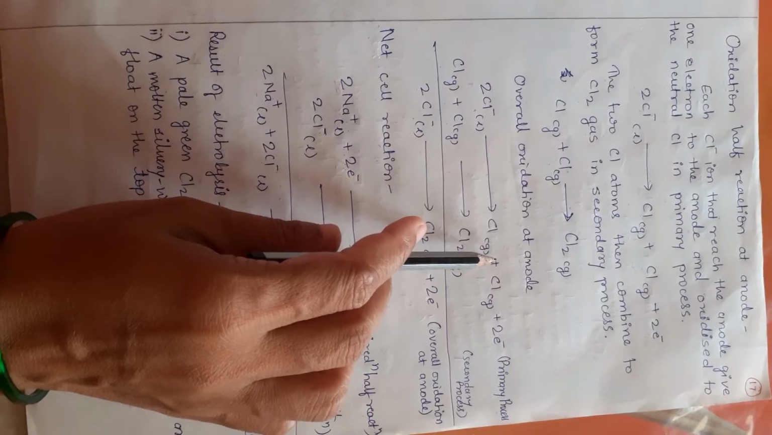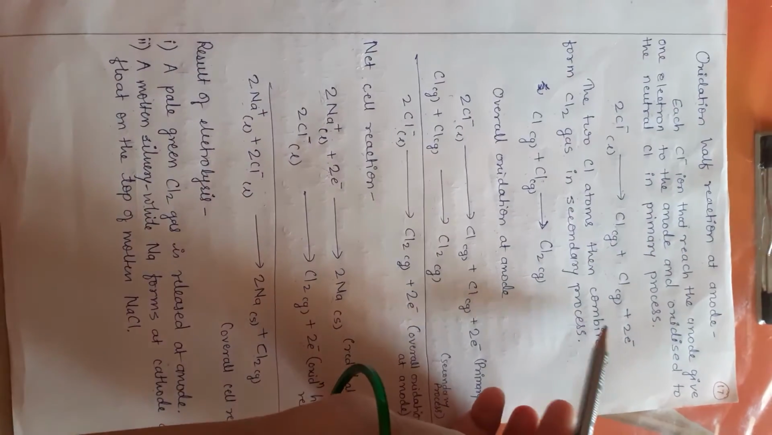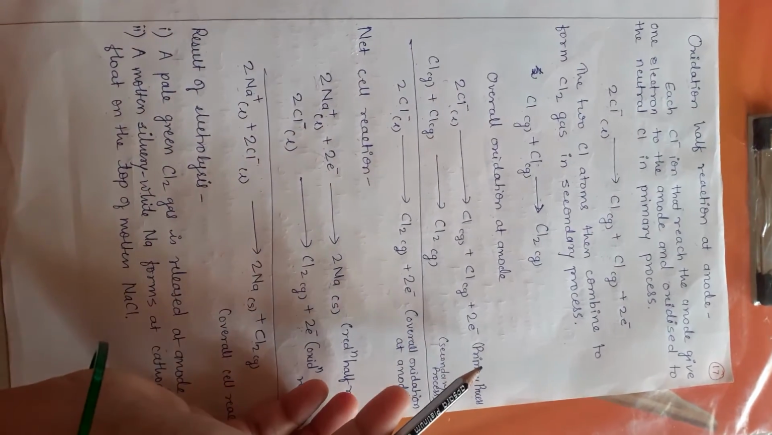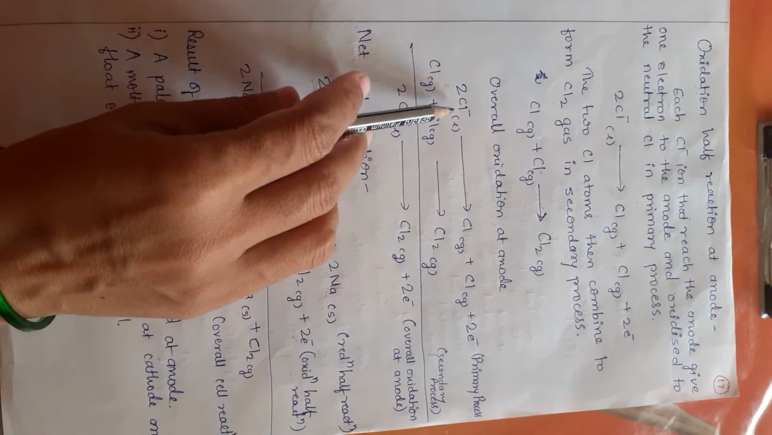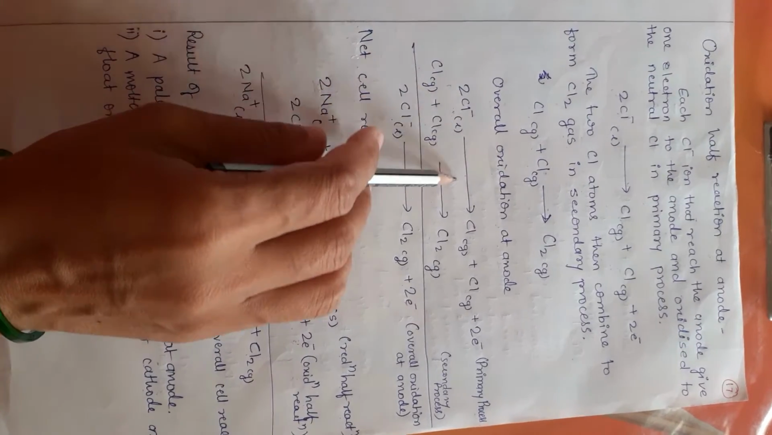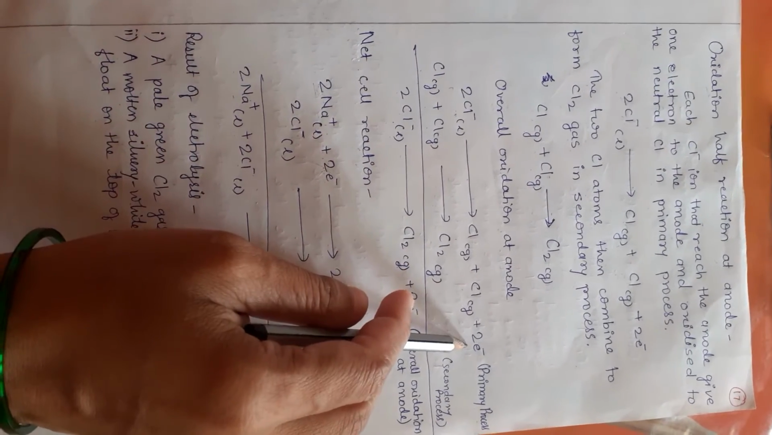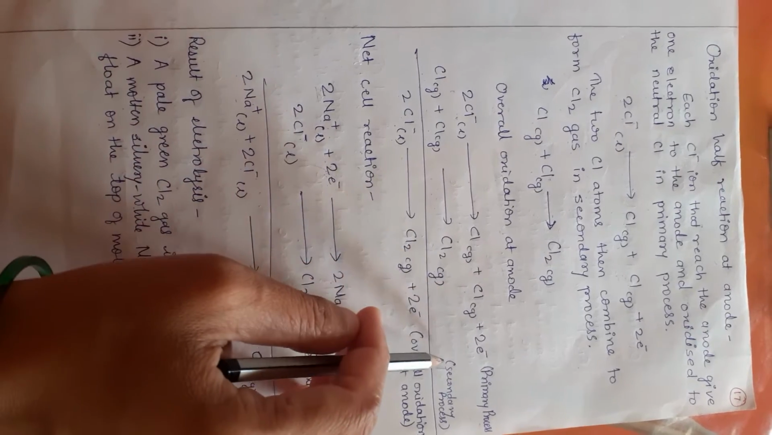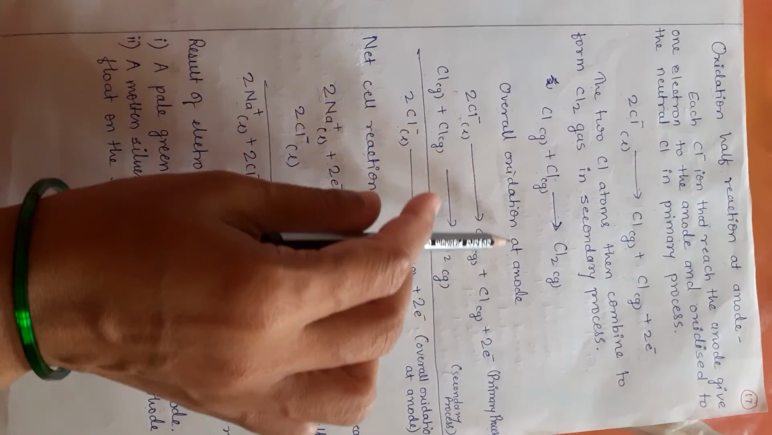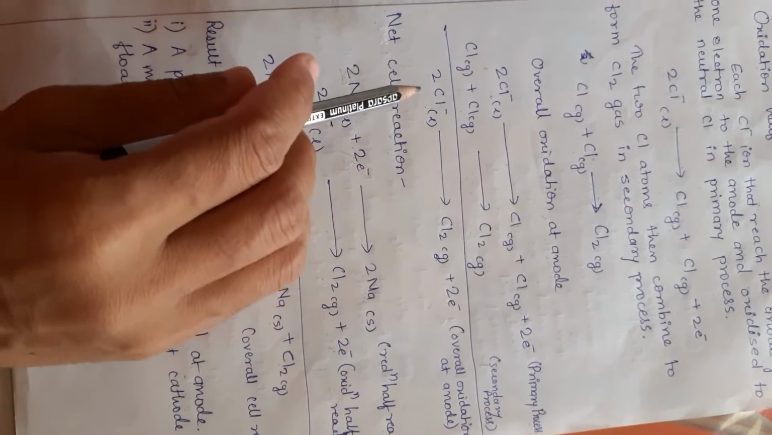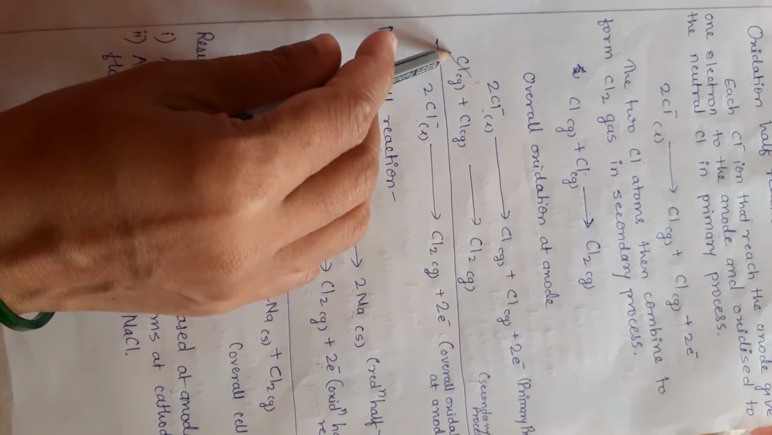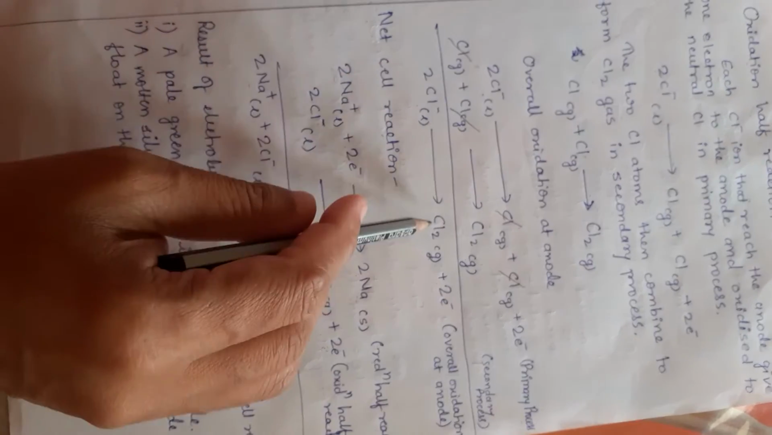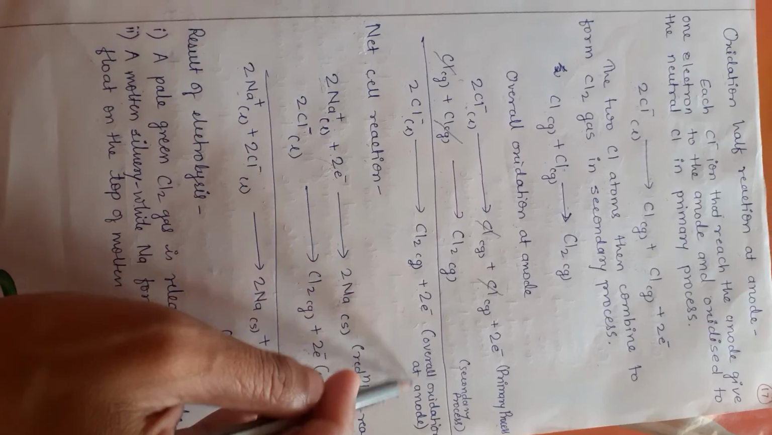The overall oxidation at the anode is the combination of the primary process and the secondary process. Twice Cl negative gives twice Cl plus 2 electrons, the primary process. Cl plus Cl gives Cl2 gas, the secondary process. In the combination, the Cl atoms cancel. The overall reaction is twice Cl negative gives Cl2 gas plus 2 electrons. This is the overall oxidation at the anode.